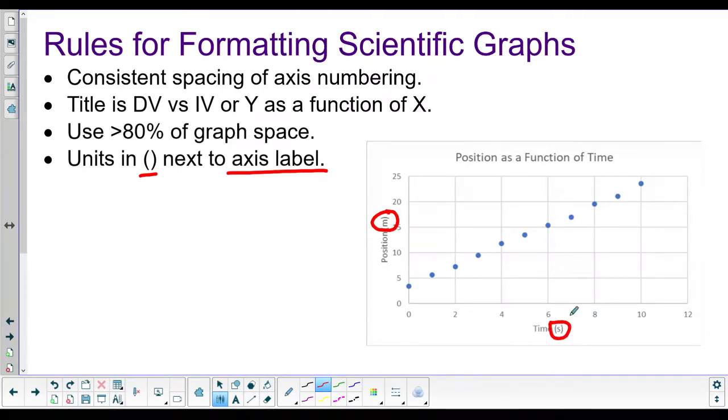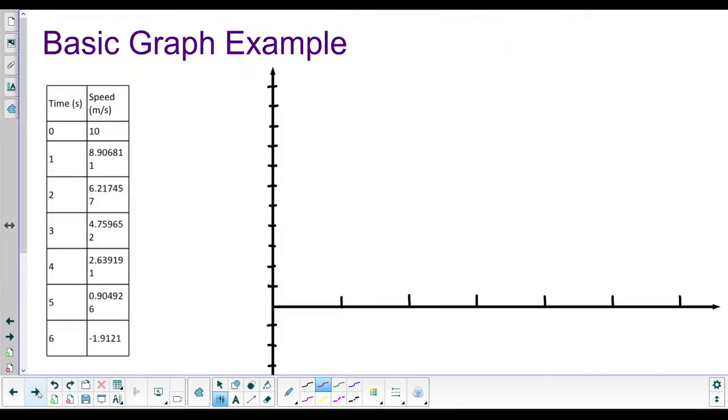Okay. So there's 4 things we need to be aware of. Axis spacing, DV versus IV title, use the whole gosh dang graph, and make sure you've got units on your labels. All right, let's go practice that, shall we? Okay, here's a beautiful graph. I recommend that you pause the video and draw one of these. If you have a ruler, that would be even better.